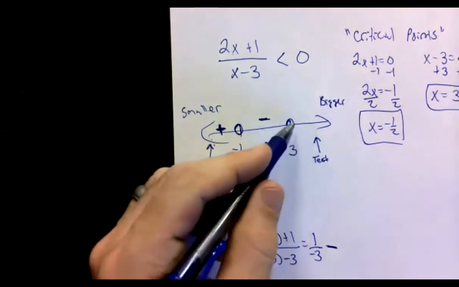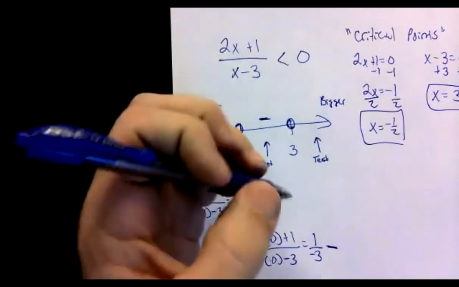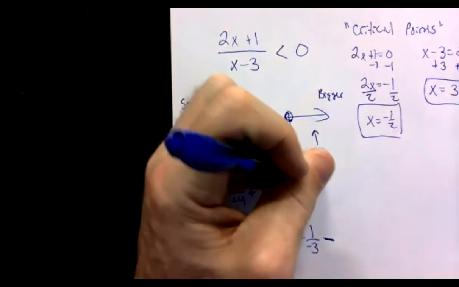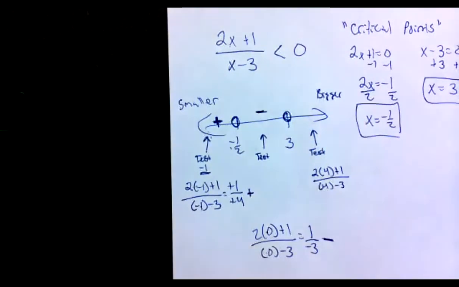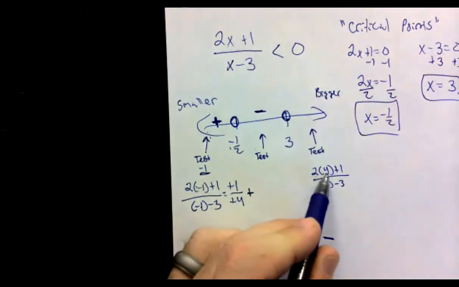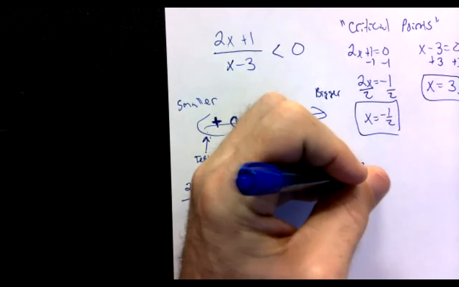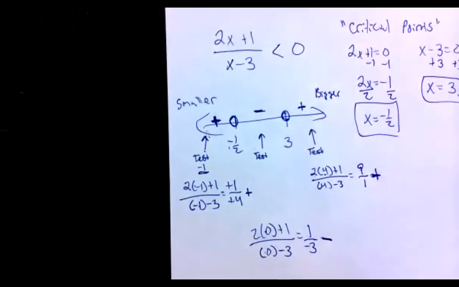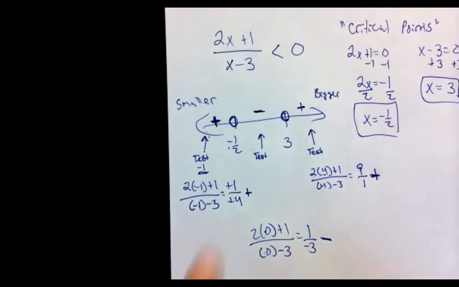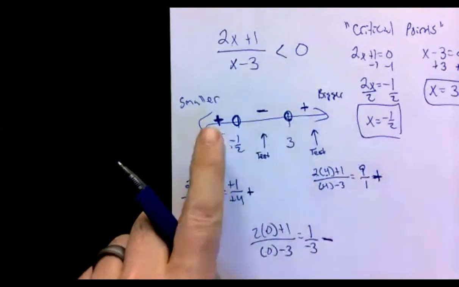If I pick something over here bigger than 3, like 4 or 5 or 6 or 7, I'm going to pick 4. So 2 times 4 plus 1 over 4 minus 3. 2 times 4 is 8, plus 1 is 9. 4 minus 3 is 1. 9 over 1 is going to generate a positive solution. So again, everything outside is generating positives. Everything inside is generating a negative.